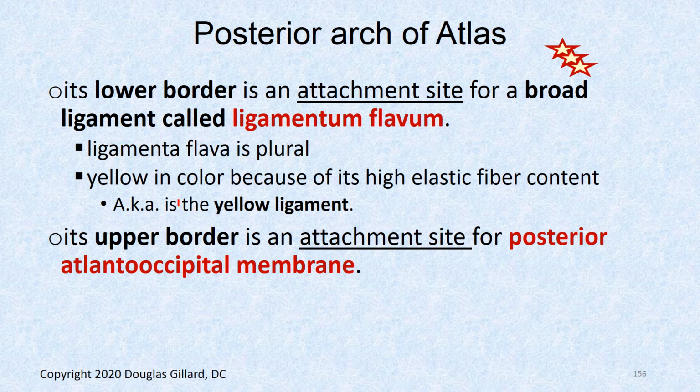I think we talked about ligamentum flavum. It's the yellow ligament. Yeah, we did. It's kind of got some retractile properties in it. The upper border of the arch, there's no more ligamentum flavum, but there's a ligament kind of akin to ligamentum flavum. That's called the atlanto-occipital membrane. It's a membrane because it's thinner.